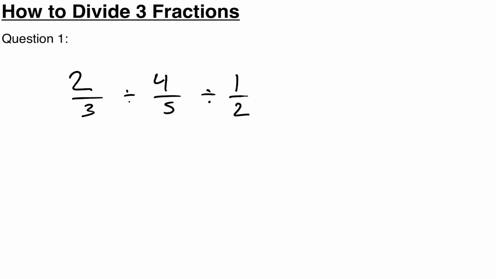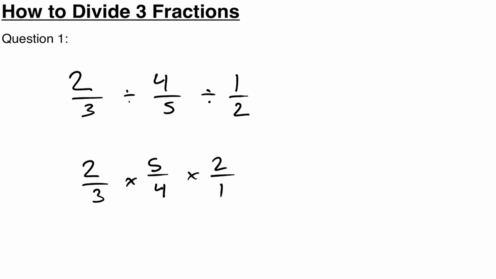Well, I want you to remember the keep, change, flip rule. We're going to keep the first fraction the same, so we can rewrite it as 2 over 3. We're going to then change the remaining division signs to multiplication, and we're going to flip the remaining fractions. So it'll be 2 over 3 times 5 over 4 instead of 4 over 5 times 2 over 1 instead of 1 over 2. And so now our new question is 2 over 3 times 5 over 4 times 2 over 1.